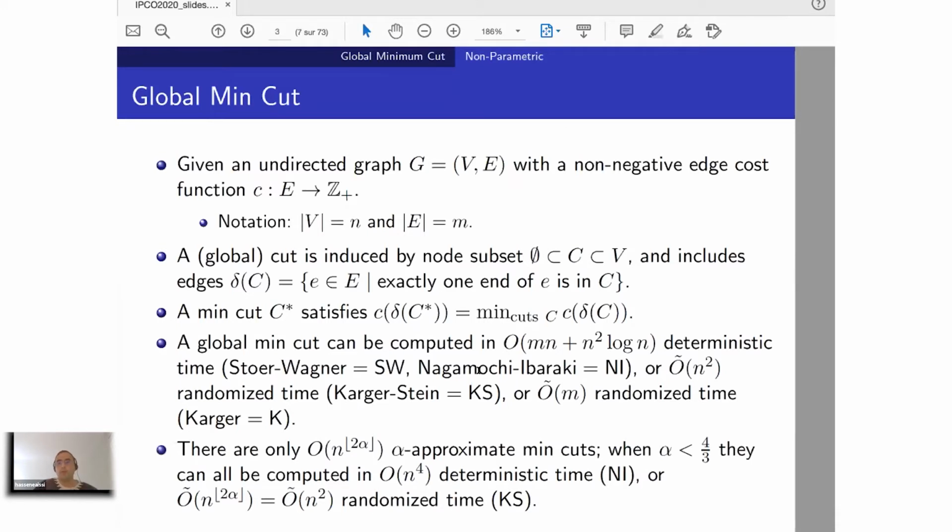An interesting property of the global min cut problem is that there is a strongly polynomial number of approximate min cuts. By alpha approximate, we mean that the cost is at most alpha times the optimal value. And these approximate min cuts can also be computed in strongly polynomial time, using either a deterministic algorithm or a randomized algorithm. This property will be very useful for us in order to get a fast algorithm to solve one of the parametric problems.